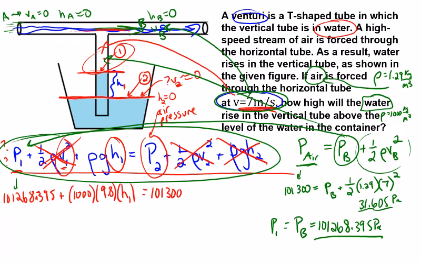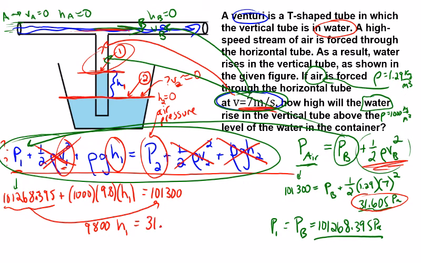Here's what I want to show. When I take this and bring it over to the other side, what I end up with is 9.8 times 1,000 is 9,800 times H1. And guess what? That is just going to be my 31.605. In other words, it's the difference in pressure due to the moving air. So this is just the 31.605 again. I can divide that to find H1. So I take the 31.605 divided by 9,800, and I get 0.003225.